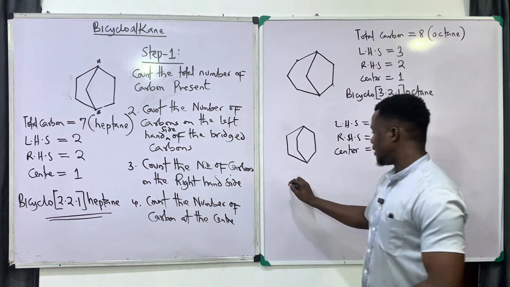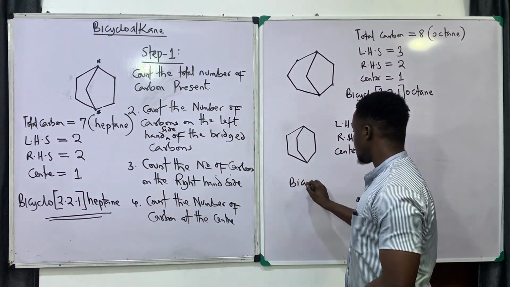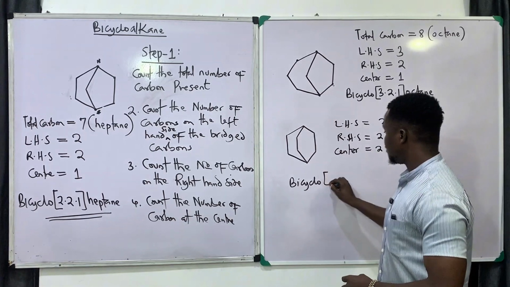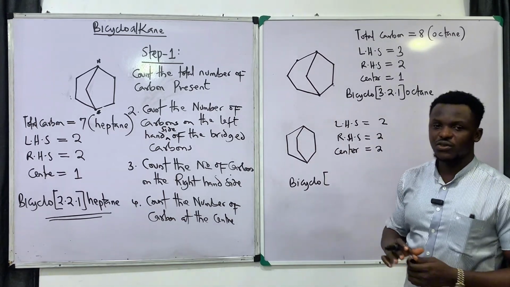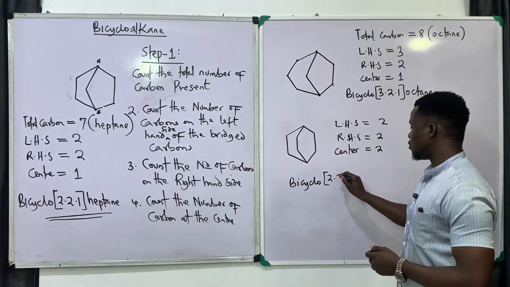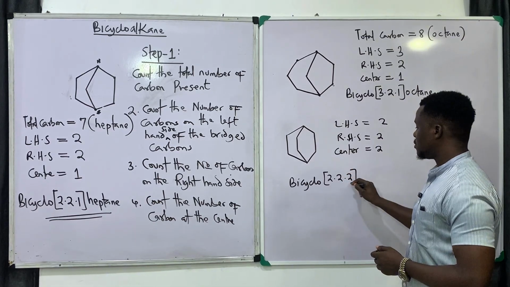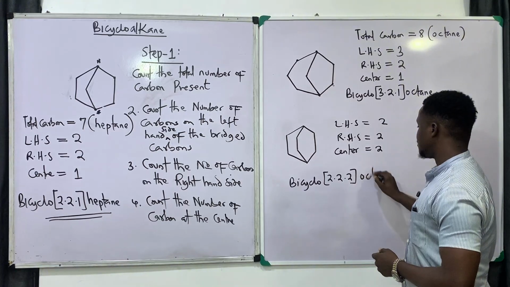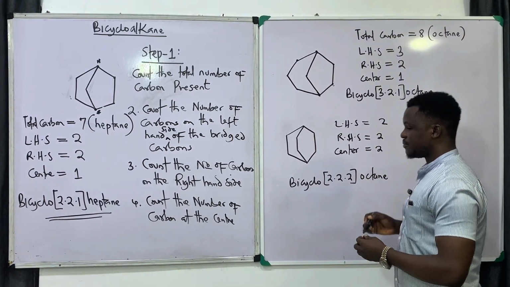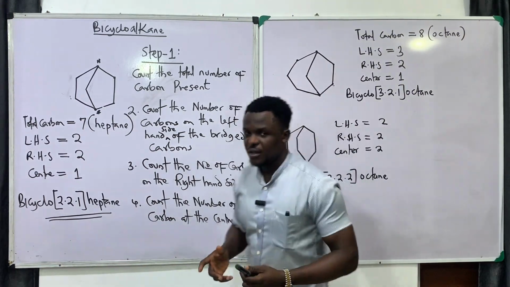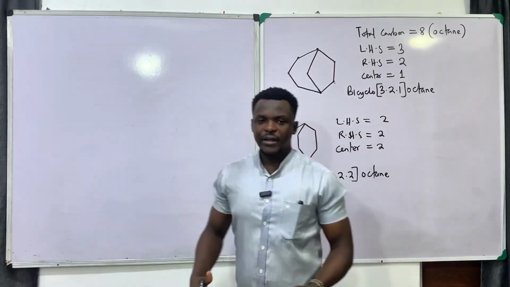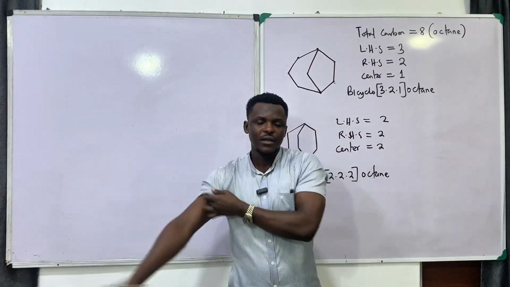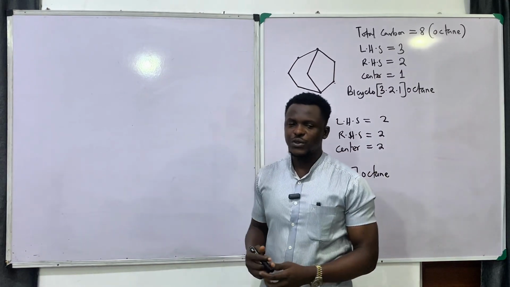Alright, so you start by saying bicyclo, it's a must. Now, all these numbers are the same, so you're just going to write them 2.2.2, and then what is the total number of carbons present here? 8. So that is octane. So that is how you name bicyclo compounds. All right, so let's look at the opposite of what we just did now.